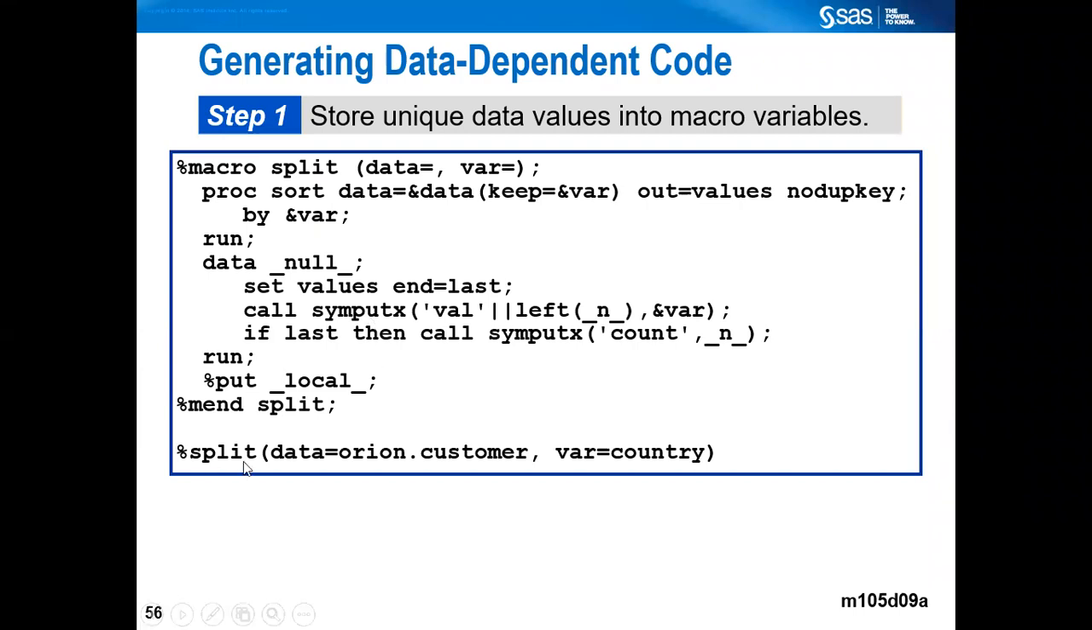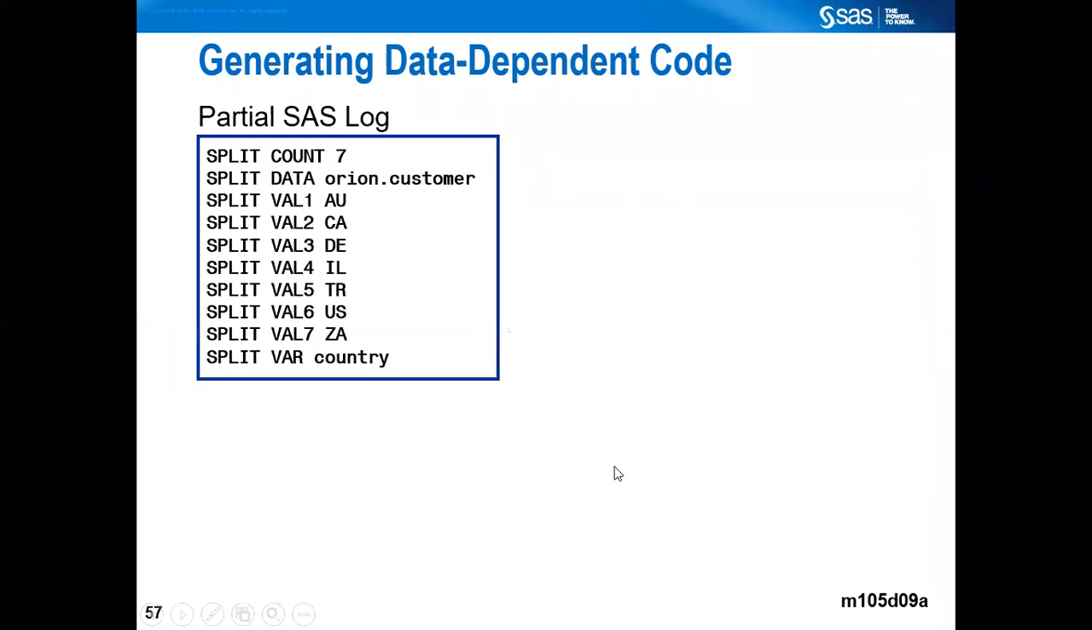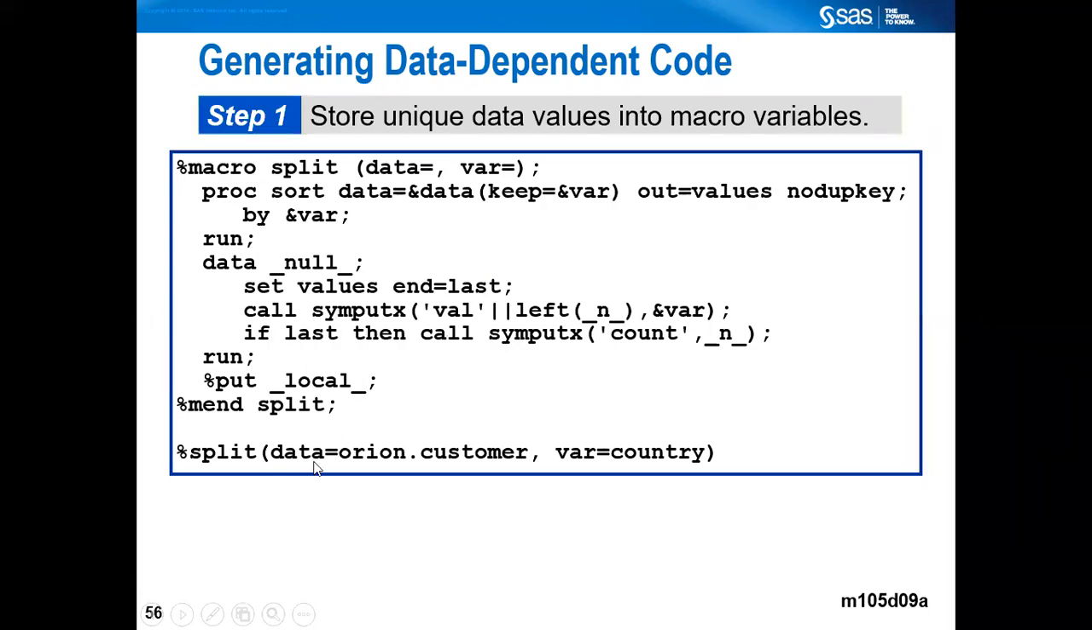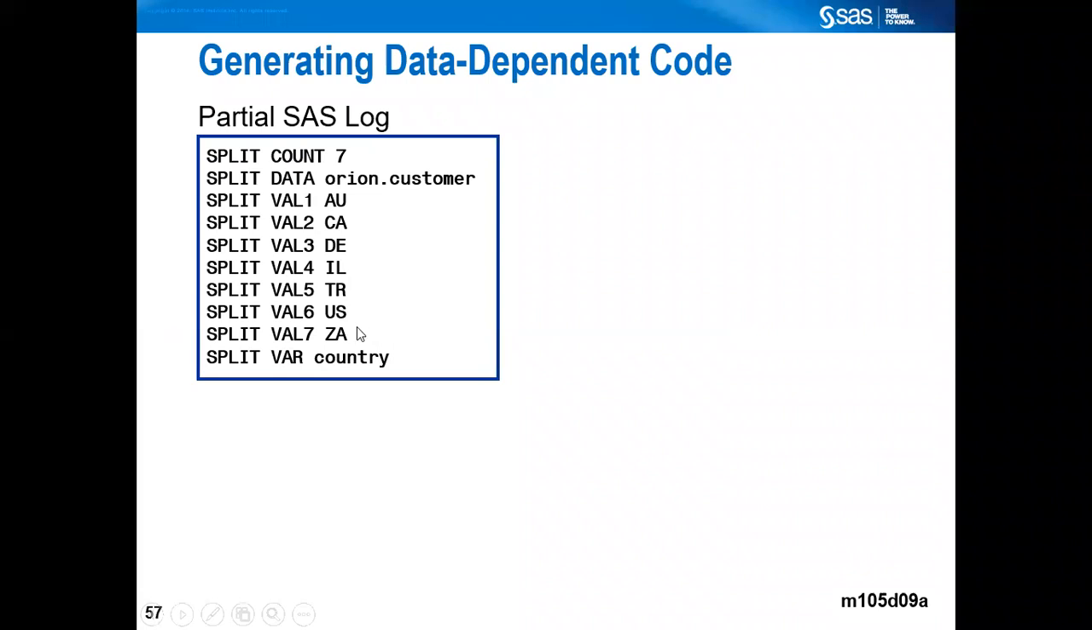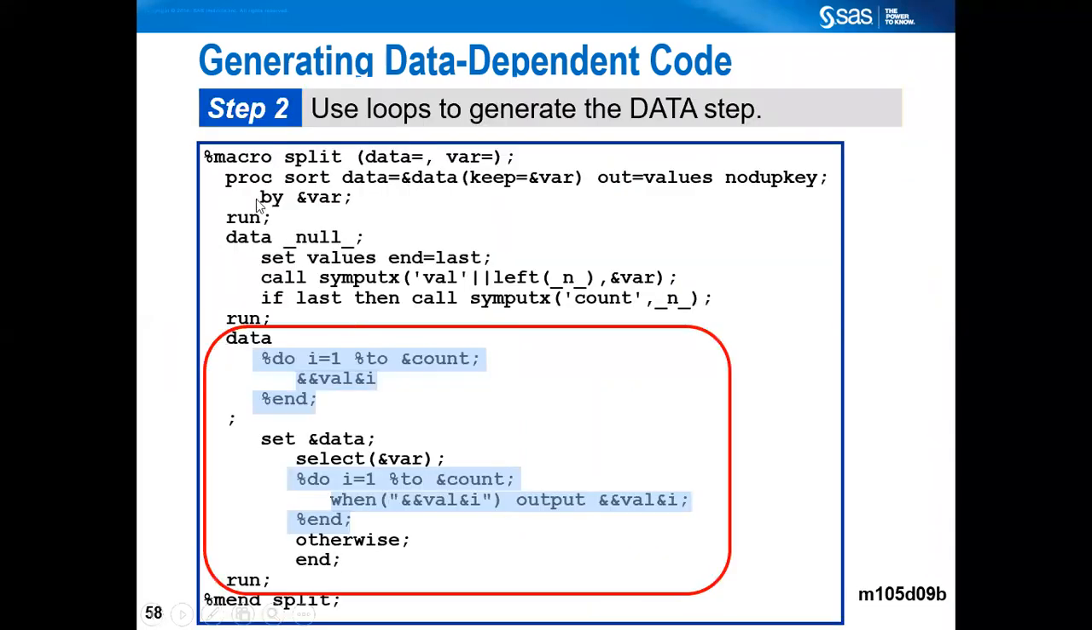All right. So you call this split to check these values, and this is what it shows you: count is 7, input data is customer, and this is the series of macro variables, and where is country. So this is the first part, where you are checking whether it's creating appropriately. Now you are going to create a separate data set for every data value. That will be the second part, where you write the name of the data set using a loop.